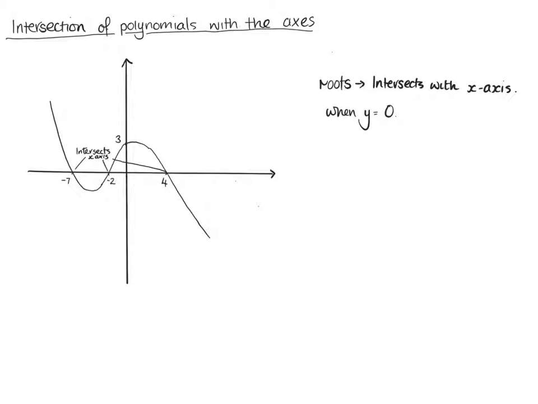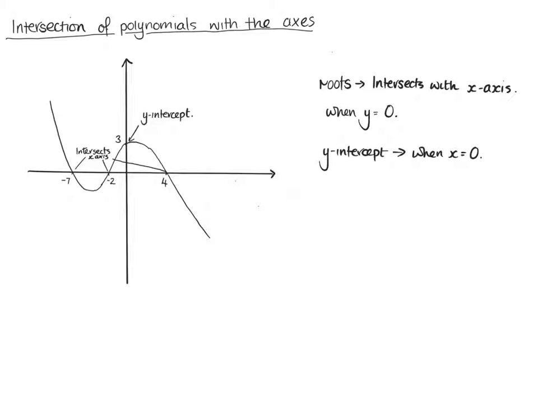And the other thing on here is that you've got your y-intercept, so where it intercepts the y-axis. Okay, and the y-intercept we find when x equals 0, so we substitute x equals 0 in, and we can find our y-intercept.